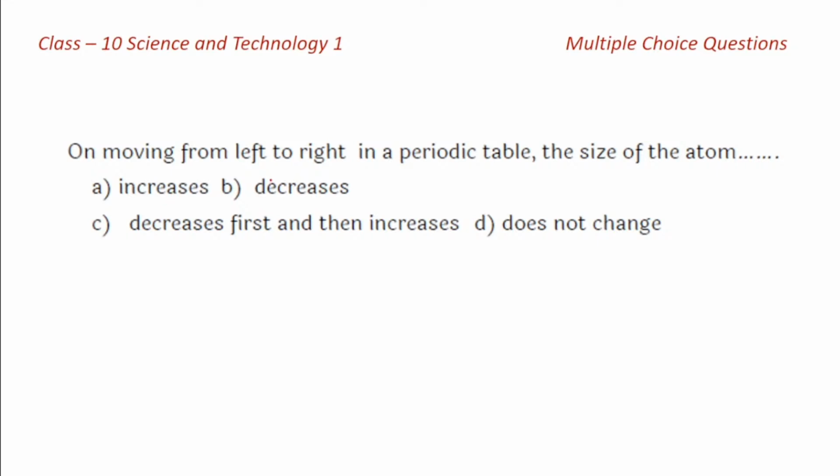On moving from left to right in a periodic table, the size of the atom dot dot. It increases, decreases, decreases first and then increases, and the last option is does not change. The correct answer is option B, decreases. On moving from left to right in a periodic table, the size of the atom decreases.